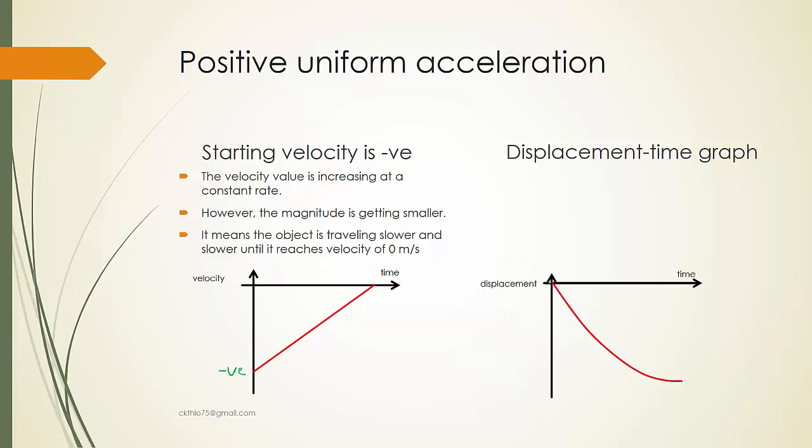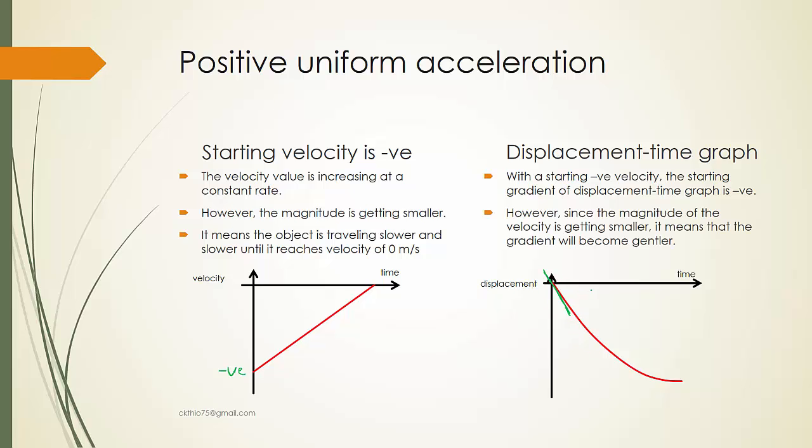So if we start off the displacement at 0, this will be the shape of the corresponding graph. How do we interpret that? With a negative starting velocity, the starting gradient of course will be negative. So it already has some negative gradient. But since the value becomes smaller and smaller, the gradient becomes more and more gentle, and eventually the gradient will be flat, which is 0 velocity.